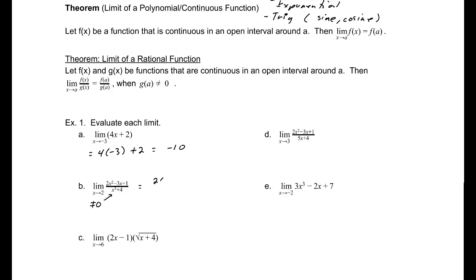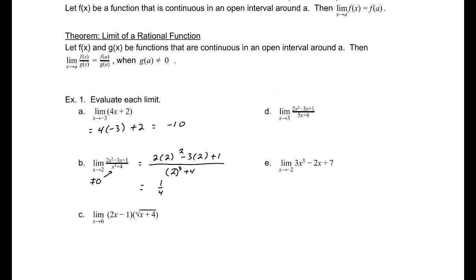This will be 2 times 2 squared minus 3 times 2 plus 1 over 2 cubed plus 4, which is 1/4. That is what that reduces down to. So again, because we're not dividing by 0, by that previous theorem, we can just evaluate. All right, part C, both of these are continuous functions. Okay, a radical function is also continuous. I did not list that, but that is one to know.